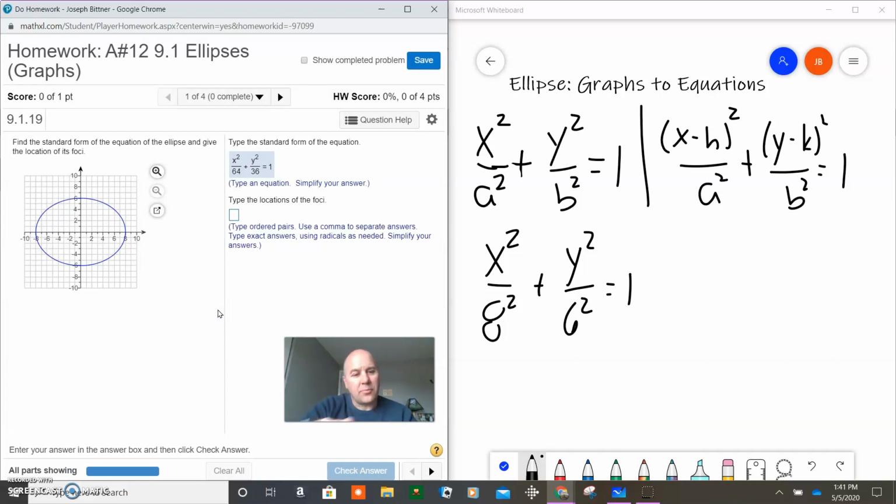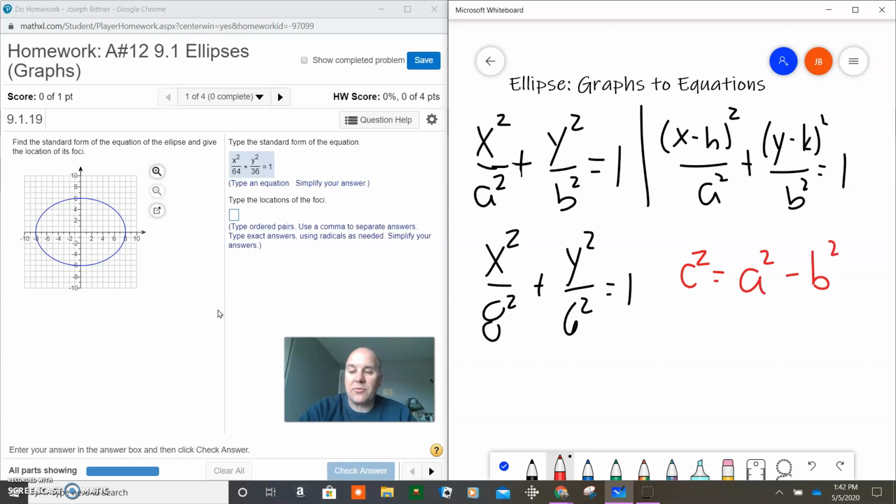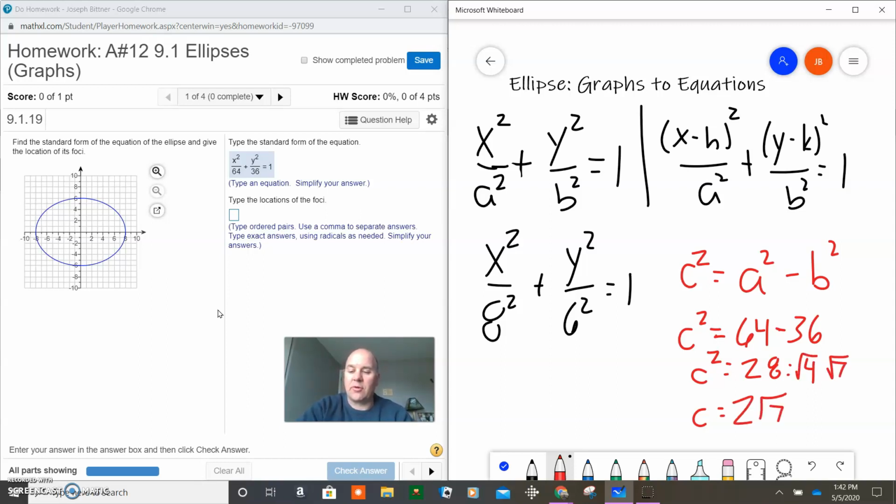It does want the foci, and we did that on the previous problem. So if you remember the foci, it was always the larger value minus the smaller value there. So in this case, it's going to be 64 minus 36, and if you subtract those, you get 28. Now, the problem with 28, well, I don't want to do the square root yet, is that whenever I do take the square root, it's going to become the square root of 4 times the square root of 7, which is going to be 2 square roots of 7.